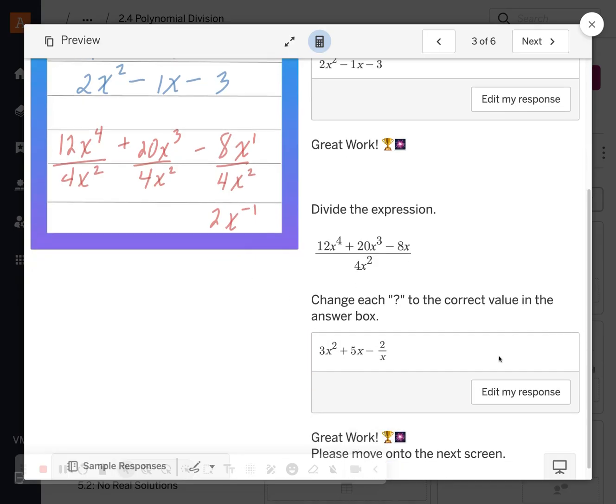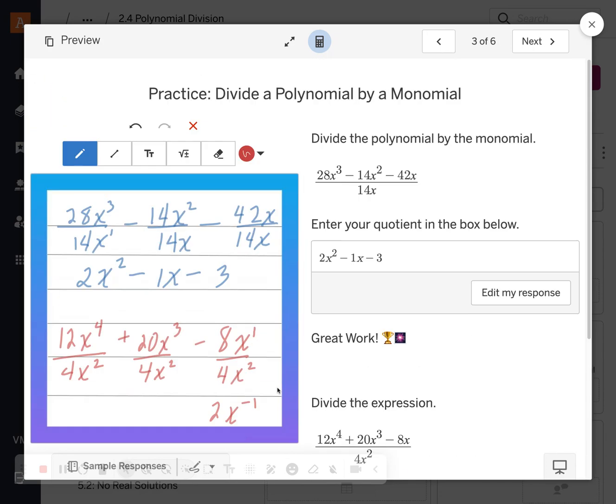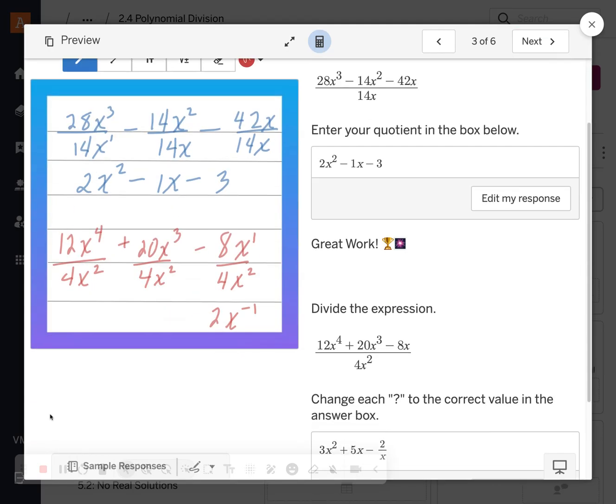So let's try that and see how that went. That worked okay. So now you've had practice dividing polynomials by monomials. Let's go on and look at some long division. Go on to the next screen.